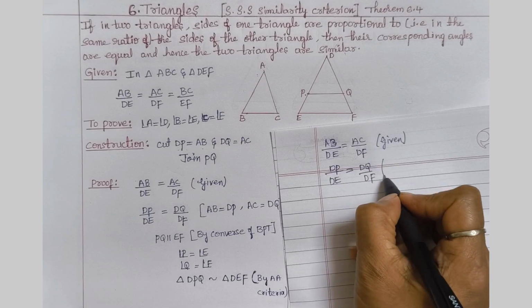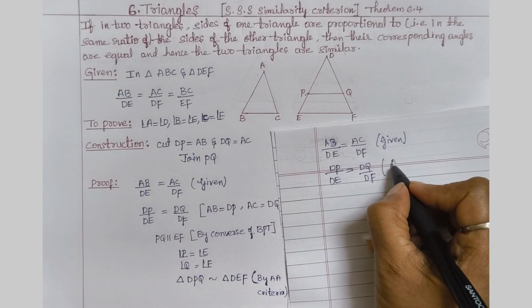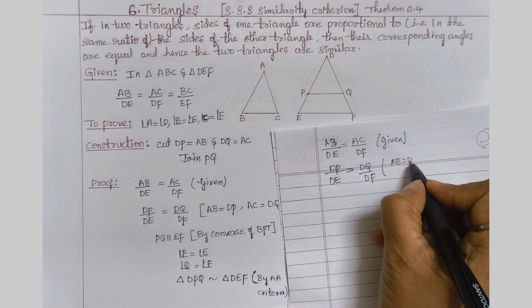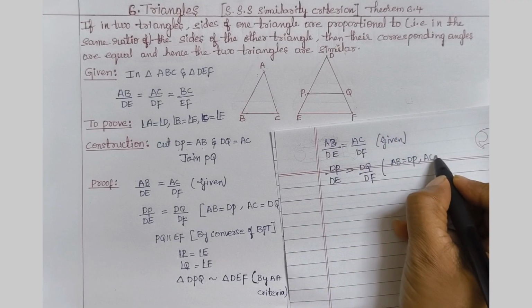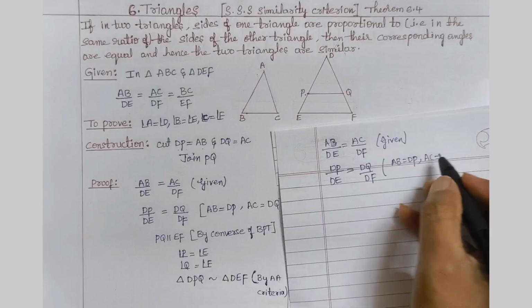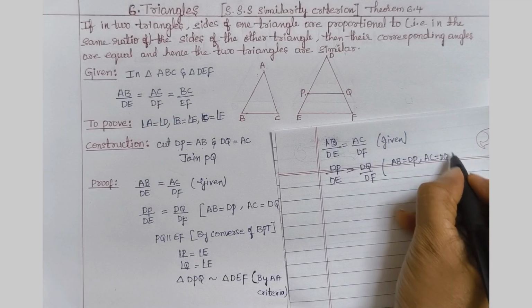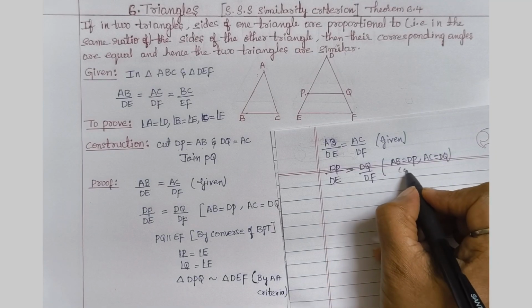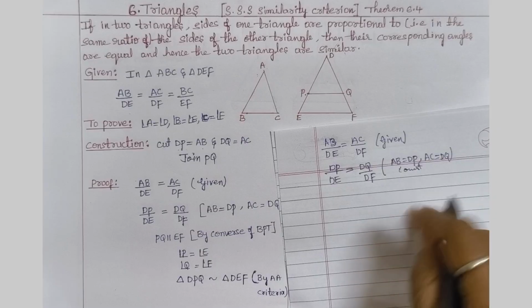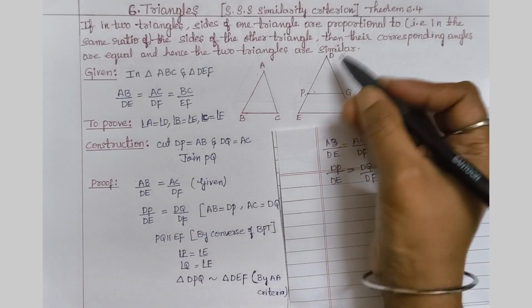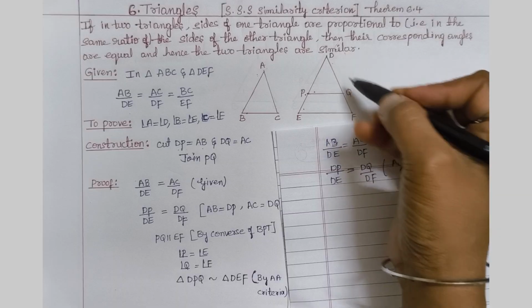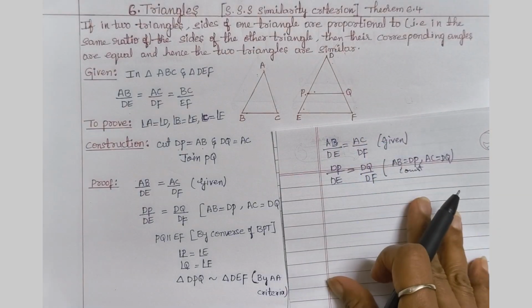What is the reason? You can write the reason. AB equal to, what has the same measurement? DP is there. Next, AC equal to DQ. By construction also, what is the reason? You can write construction. Okay, this is the construction. So by construction, DP by DE we can take, DQ by DF we can take.